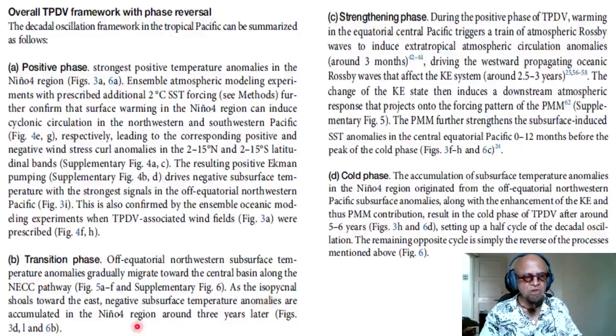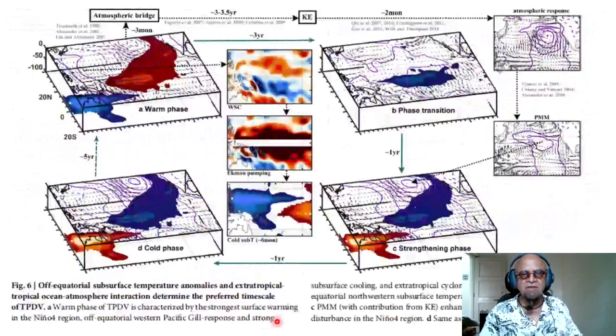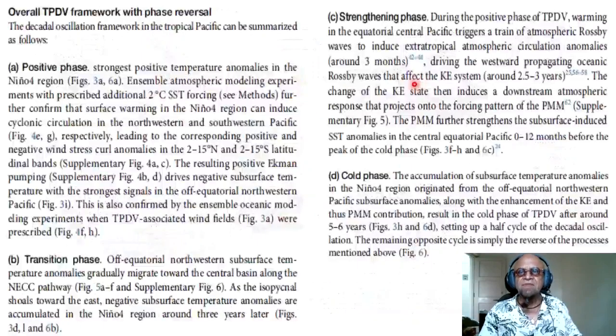As the isopycnal shoals towards the east, negative subsurface temperature anomalies are accumulated in the Nino 4 region around 3 years later. Okay, so that's what we were looking at 3 years later here. Strengthening phase: during the positive phase of TPDV, warming in the equatorial central Pacific triggers a train of atmospheric Rossby waves to induce extratropical atmospheric circulation anomalies around 3 months, driving westward propagating oceanic Rossby waves that affect the Kuroshio extension system around 2.5 to 3 years.